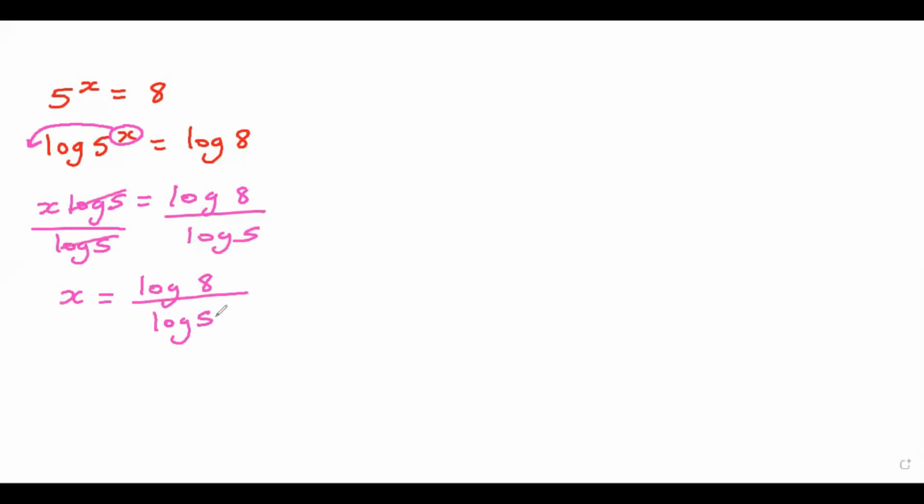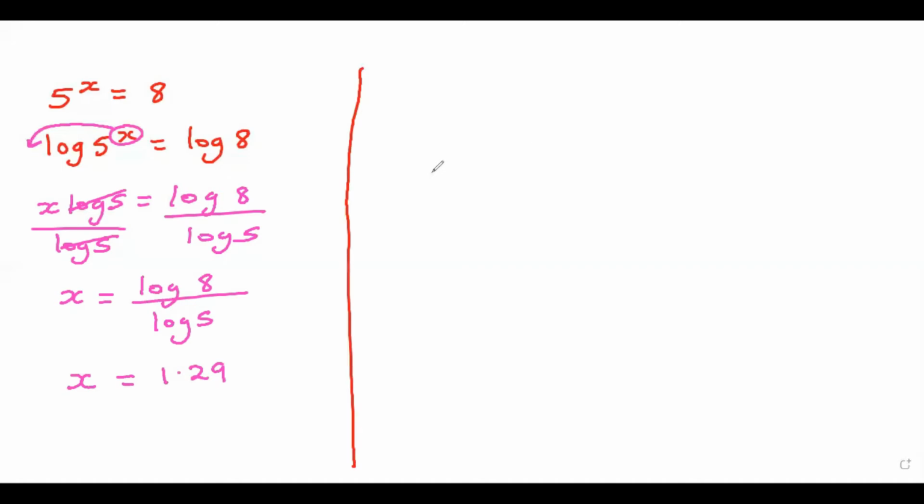Now you can input these values in your calculator by pressing log 8 divided by log 5. When you do that, the answer will be equal to 1.29, and this is to 3 significant figures.